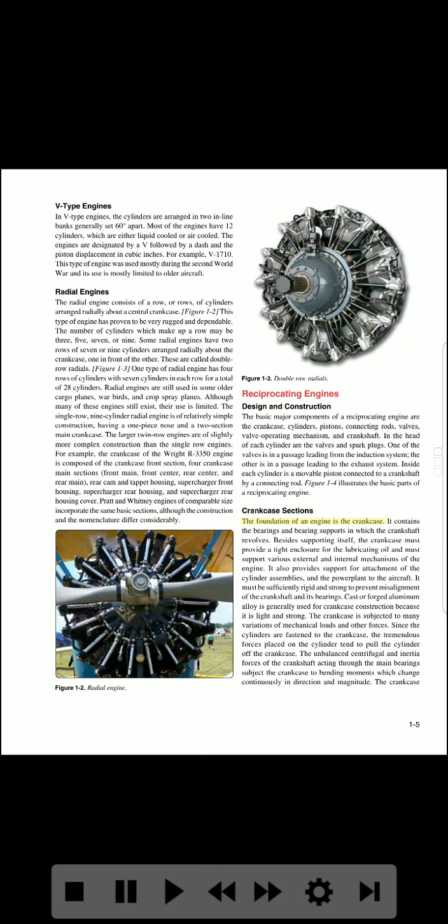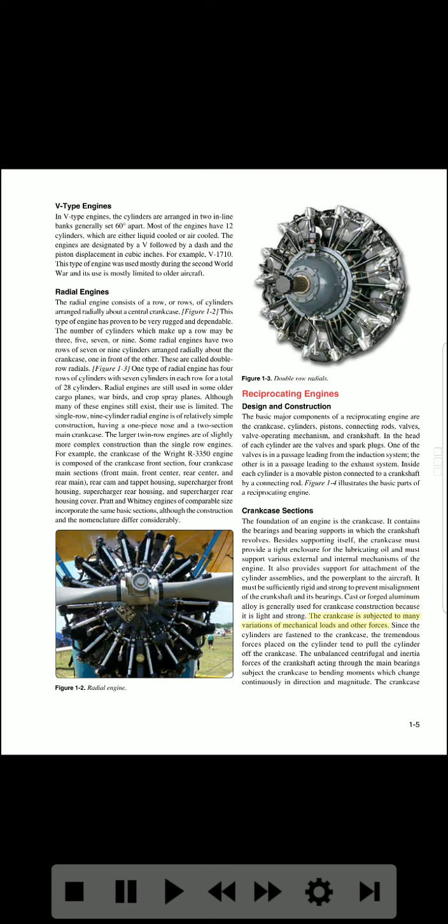Crankcase sections. The foundation of an engine is the crankcase. It contains the bearings and bearing supports in which the crankshaft revolves. Besides supporting itself, the crankcase must provide a tight enclosure for the lubricating oil and must support various external and internal mechanisms of the engine. It also provides support for attachment of the cylinder assemblies and the powerplant to the aircraft. It must be sufficiently rigid and strong to prevent misalignment of the crankshaft and its bearings. Cast or forged aluminum alloy is generally used for crankcase construction because it is light and strong.